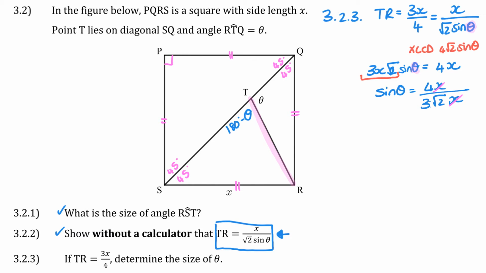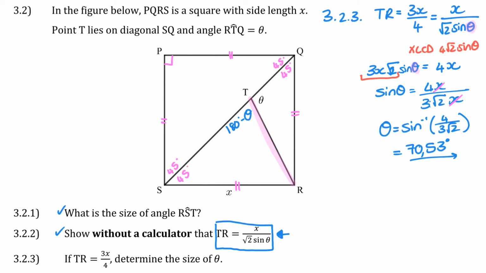So now I can work out what theta is, and I'll get theta is going to be shift sine of 4 out of 3 root 2. And when I work that out in my calculator, I get 70.53 degrees.